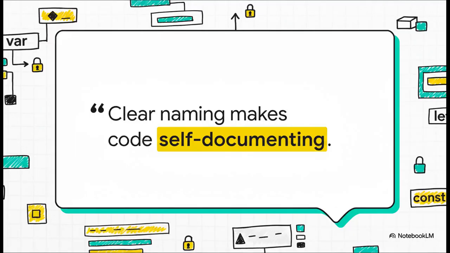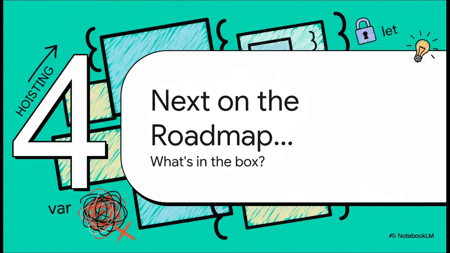The reason this is so important is that clear naming makes your code self-documenting. Someone else, or let's be honest, you in 6 months, should be able to read a variable name and immediately get its purpose without needing to hunt down a comment to explain it. So, we've learned how to create the boxes. We know the rules for those boxes, and we know where they live. That brings us to the next logical step on our journey.